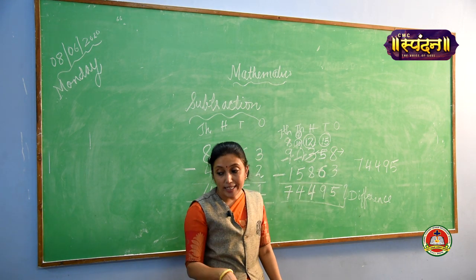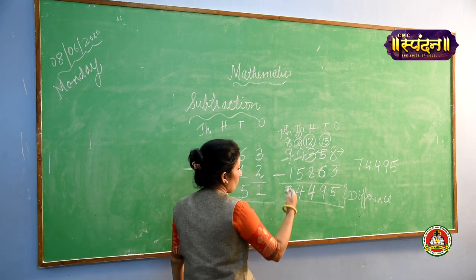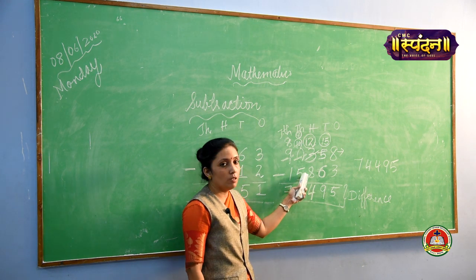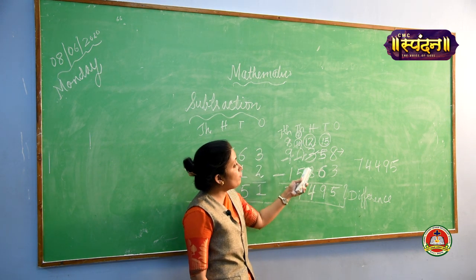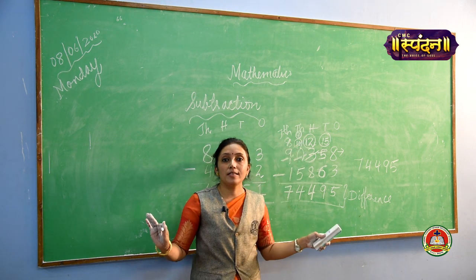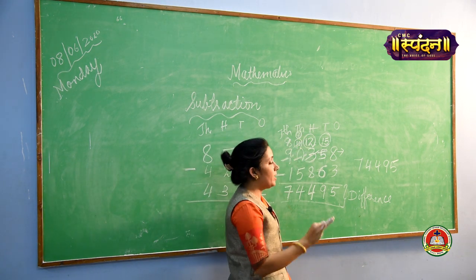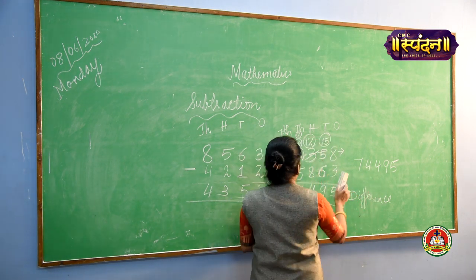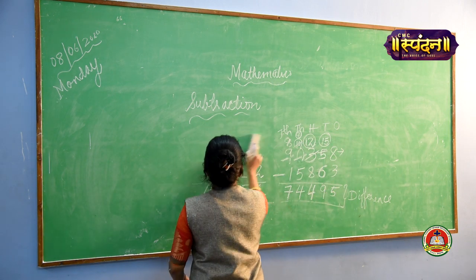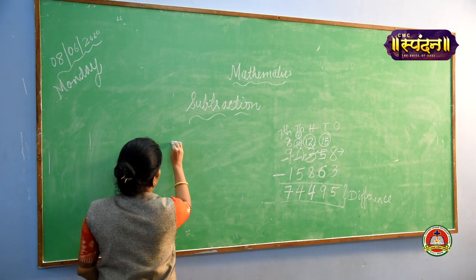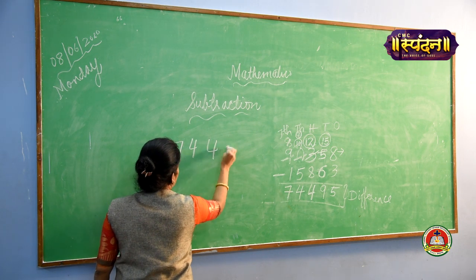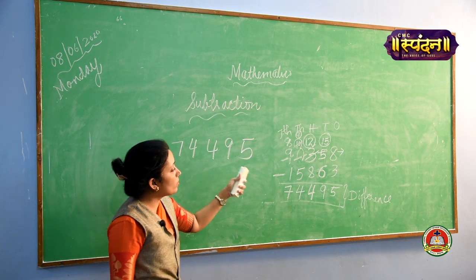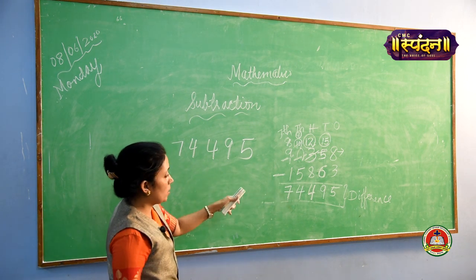Now, write down how to check it. You will add the difference to your subtrahend, and if you get the minuend, it means your answer is correct. That will verify the answer. Let me write it down here, it will be more clear for you. The difference is 74,495. Is it clear? Yes, the answer is okay, but this is my difference.